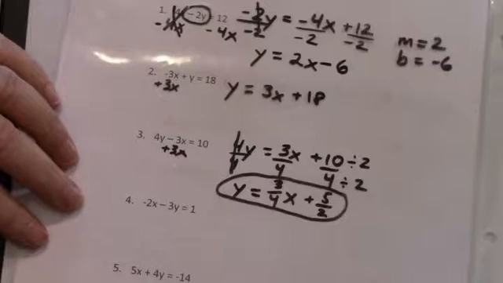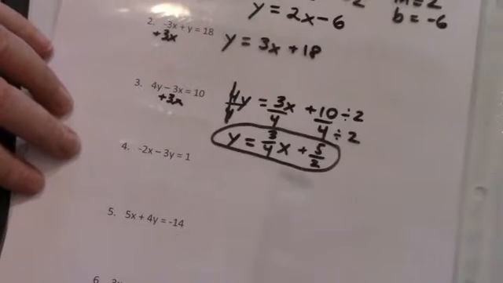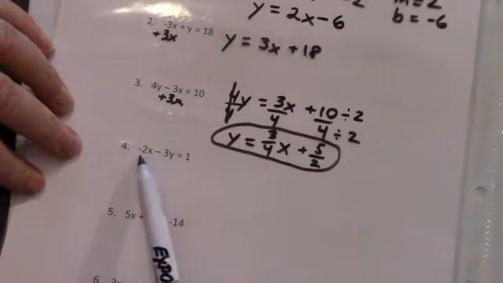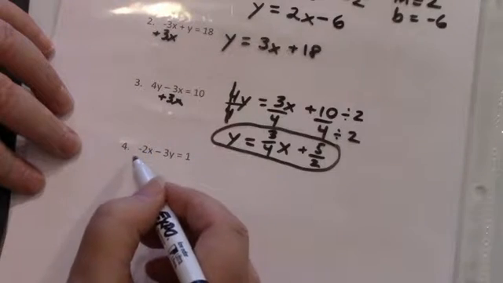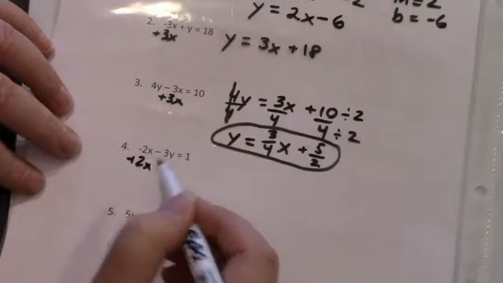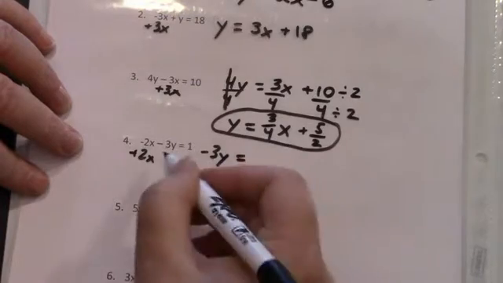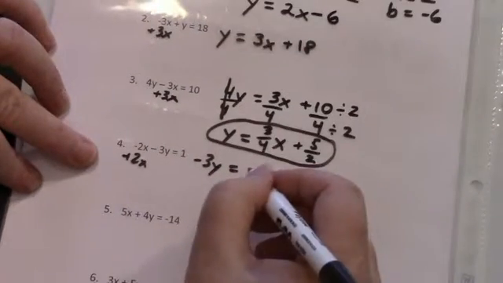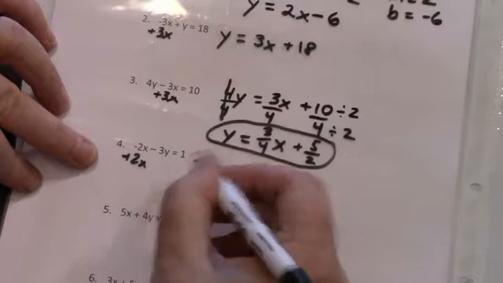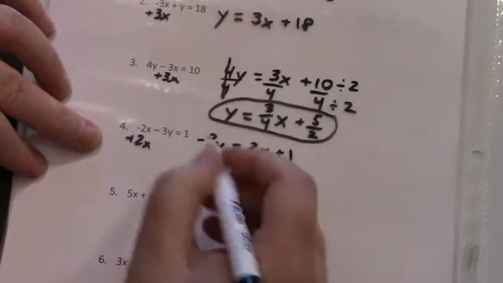All right, let's take a look at number 4. My y's good, my 1's good. Let's get rid of that 2x. How am I going to do it? By adding 2x. That gives me negative 3y equals 2x. This 1 is positive, so plus 1.